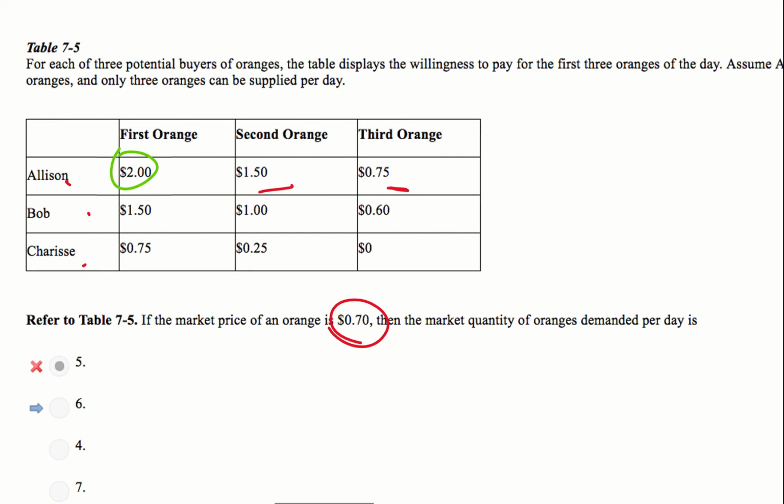She will again because her WTP is $1.50 and the price is only 70 cents. Will she buy the third orange? And the answer is yes, right? Because she's willing to pay 75 cents and the price is only 70 cents.